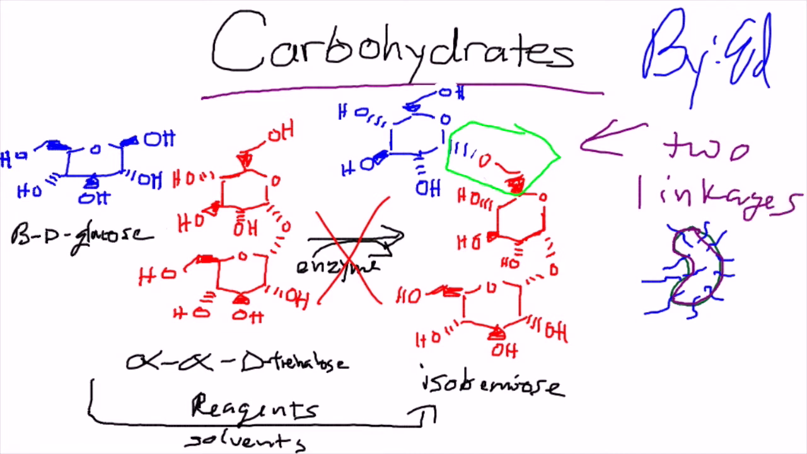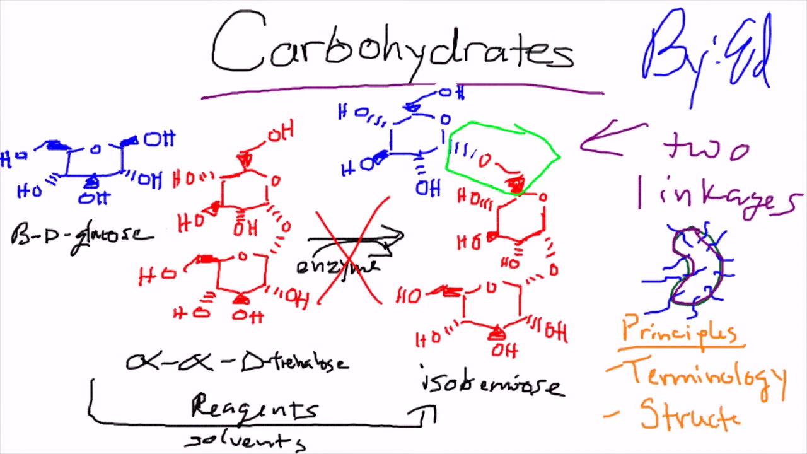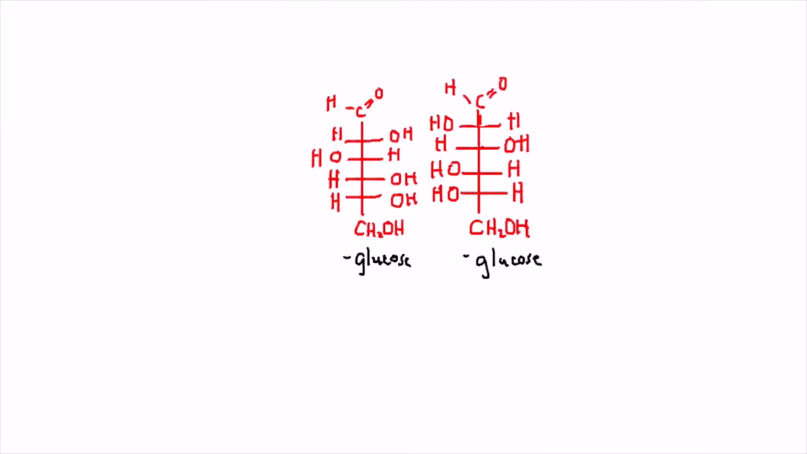But before we can jump headfirst into this issue, we're going to have to get a couple basic principles under our belt. The first of which is carbohydrate terminology. After we familiarize ourselves with the terminology, we're going to be able to move on to structures. Once we have these two principles mastered, then we're going to explore the chemical characteristics of sugars. Our running example for this video will be glucose.